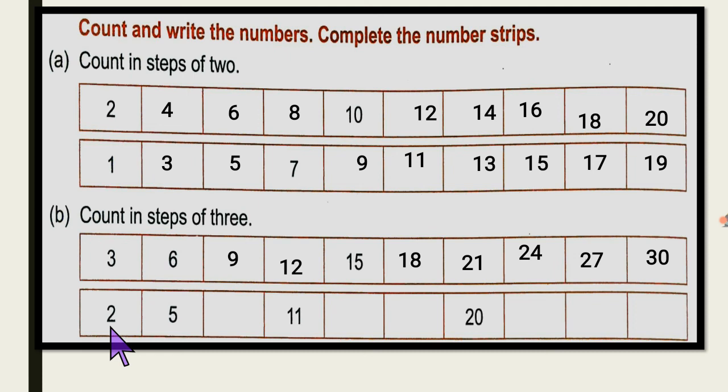Then after 5, when we count the 3 step forward, which number do we get? 6, 7, 8. We get the number 8 here. Okay. Then after 8, we count forward the 3 step, we get the number 11 here. Then after 11, when we count the 3 step forward, which number do we get? Yes, 14. Then after 14, when we count the 3 step forward, which number do we get?